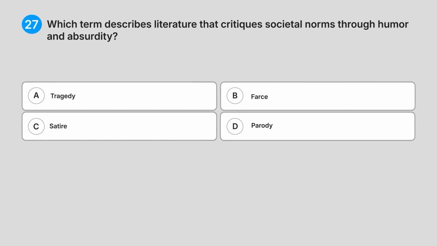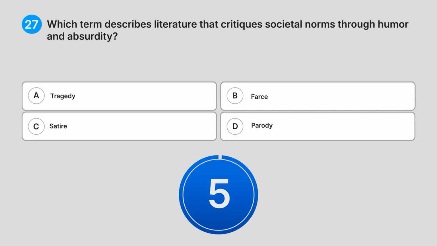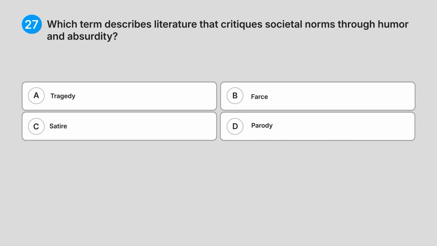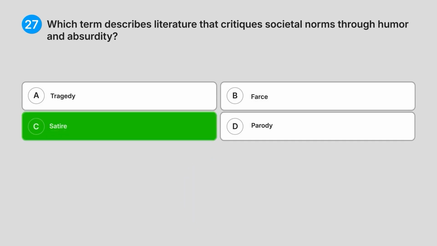27. Which term describes literature that critiques societal norms through humour and absurdity? A. Tragedy. B. Farce. C. Satire. D. Parody. What do you think is the answer? Correct answer, C. Satire.